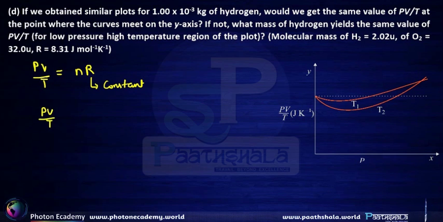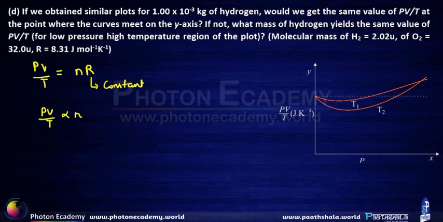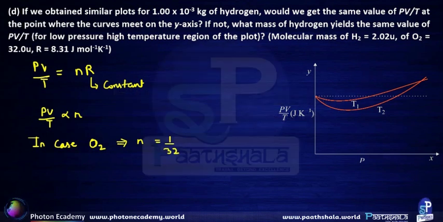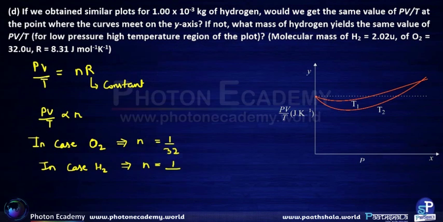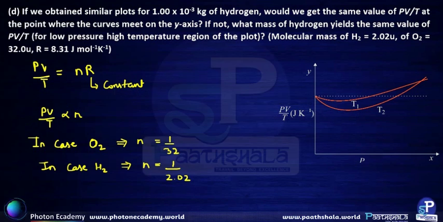PV by T depends on n. Here we have the same mass of hydrogen, that is 1 gram. In case of O2, having the same mass of 1 gram, the value of n was 1 by 32. This is the number of moles. In case of H2, again having the same mass, the value of n is 1 by 2.02. So as you can see, the number of moles in case of H2 is much more than the number of moles in case of O2. And as the value of PV by T is directly proportional to n, in case of H2 the value of PV by T will be higher, hence they will not be the same.